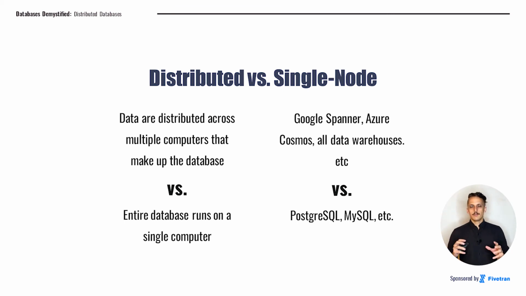Distributed databases are, as their name suggests, made up of multiple computers where the data are distributed across those different computers. That's in contrast with single-node computers, where the entire database runs on a single computer, sometimes called a server. Distributed databases you may have heard of include Google Spanner and Azure Cosmos, as well as all of the big data warehouses like Redshift, Snowflake, and BigQuery. Single-node databases are the classic databases like PostgreSQL, MySQL, SQLite, as well as many others.